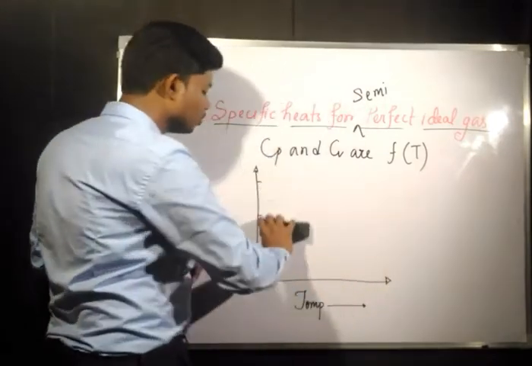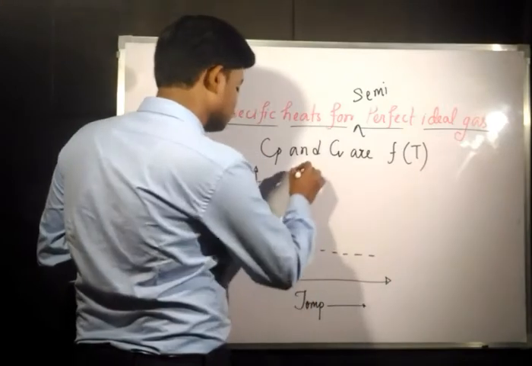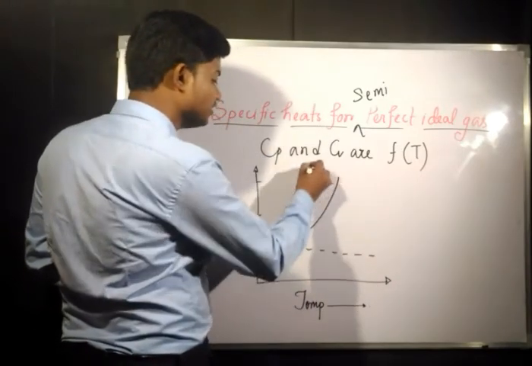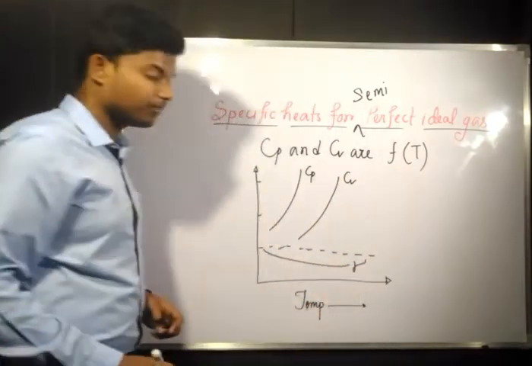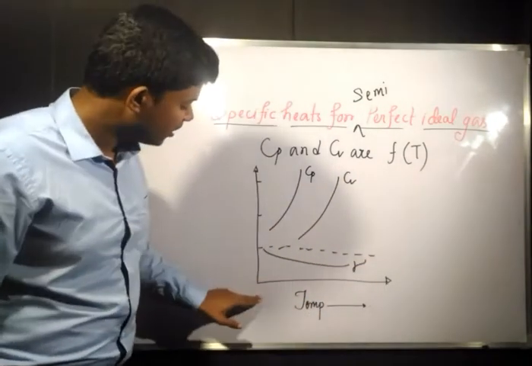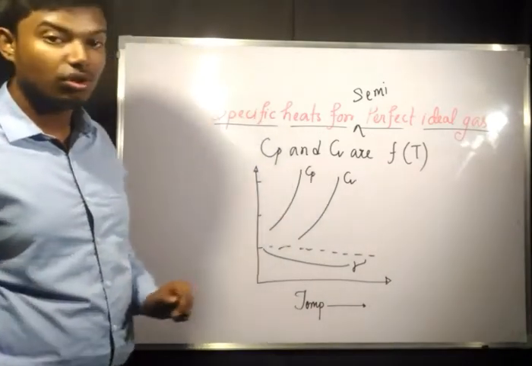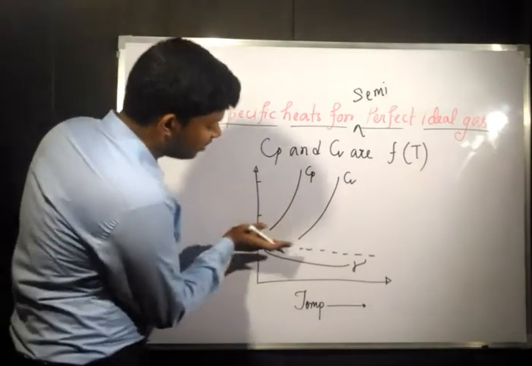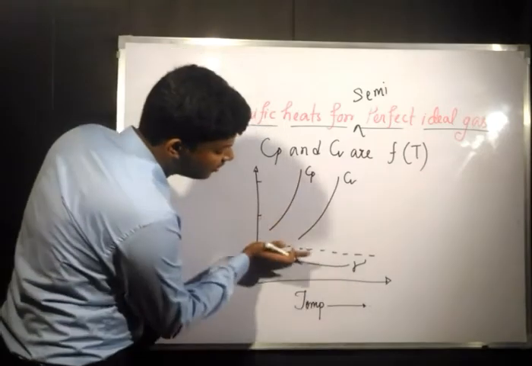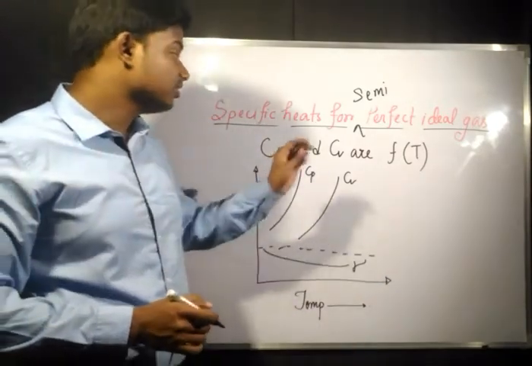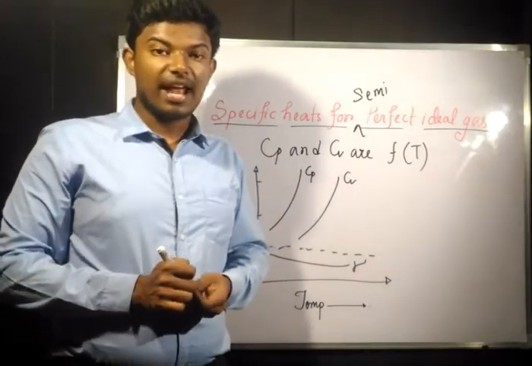Now we plot this here. It would look something like this: this is going to be Cp and this is going to be Cv, and this value will be gamma. If you see, with the rise of temperature, the Cp value is increasing and the Cv value is also increasing. But gamma decreases with the increase of temperature. This is the difference between the specific heats of perfect and semi-perfect ideal gases.